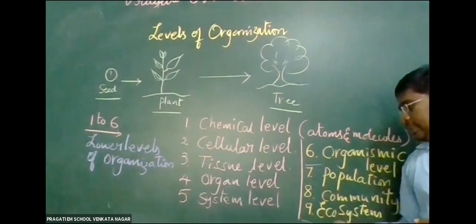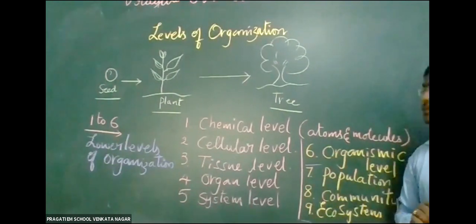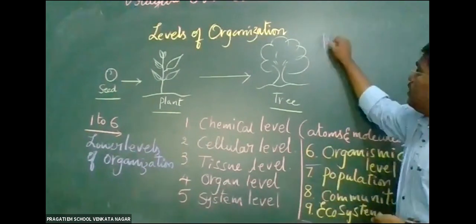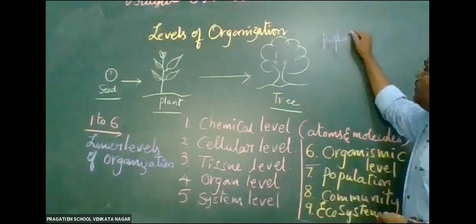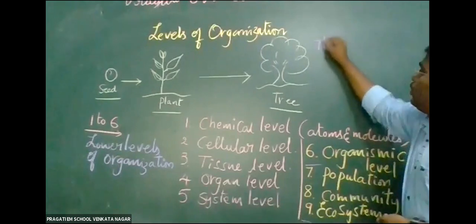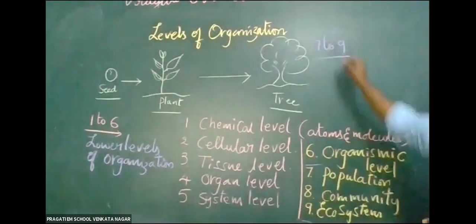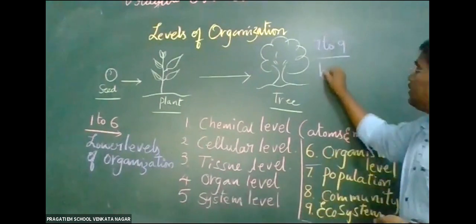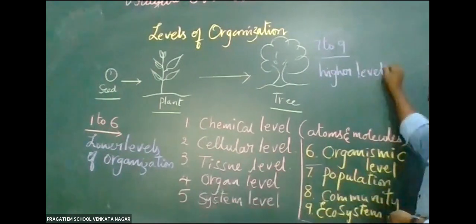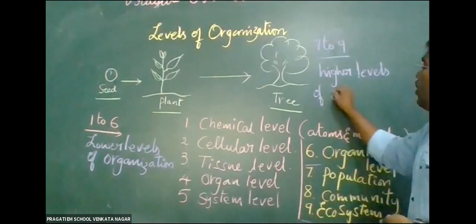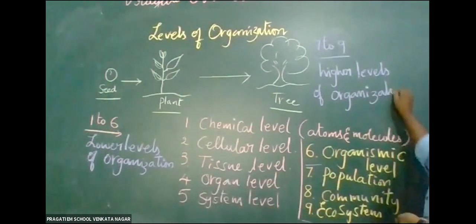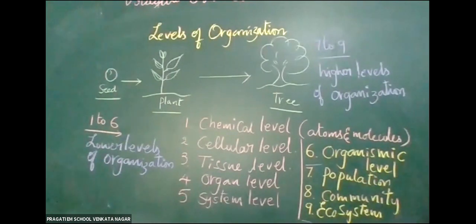From the 7th to the 9th, that means population, we need to write again, from 7th to 9th. These levels are considered as higher levels of organization. Please note down, children.